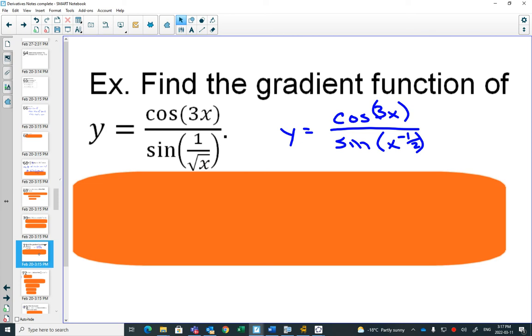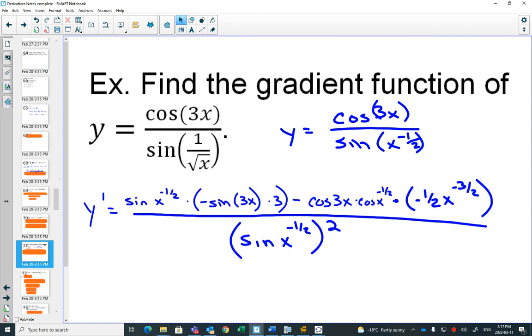Because the square root would be x to the half. The fact that it's on the bottom, change it to a negative 1/2. Now, we are going to do the quotient rule with this. What does the quotient rule say? Keep the bottom the same, multiply by the derivative of the top.